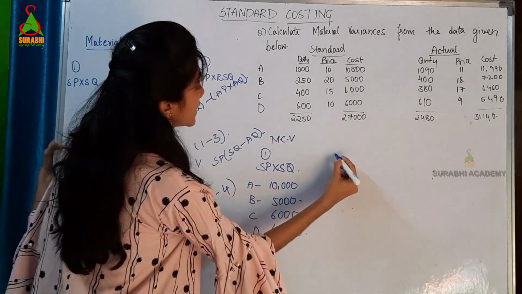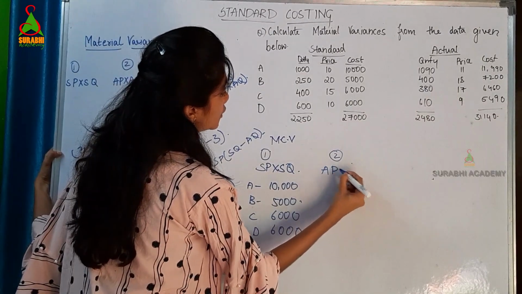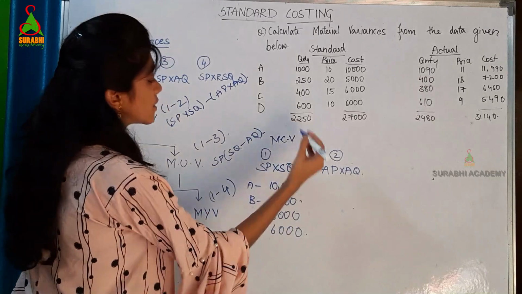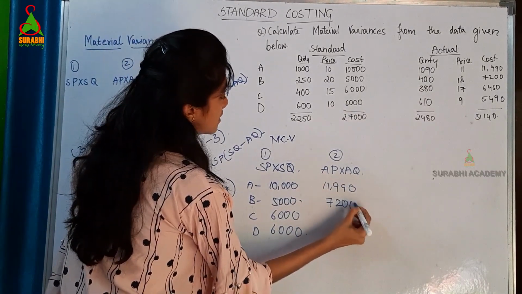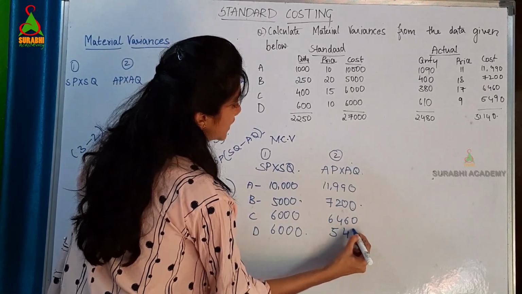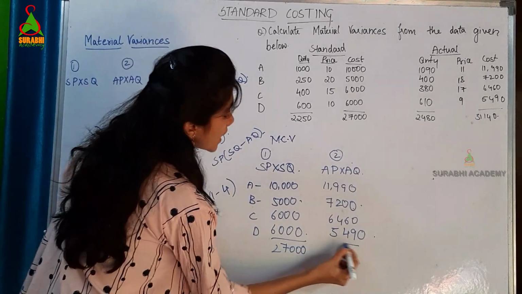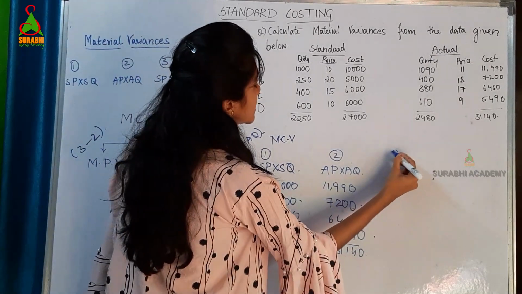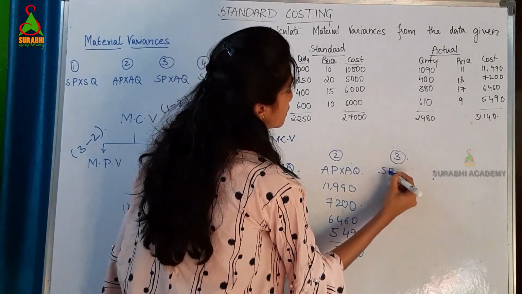And next, what is the second step? AP into AQ, right? AP into AQ. AP and AQ are also already calculated here. So write as it is: 11,990, 7,200, 6,460, 5,490. Totals also you have to write here: 27,000 and 31,140. Next, what is the third step? SP into AQ. So write SP into AQ here.